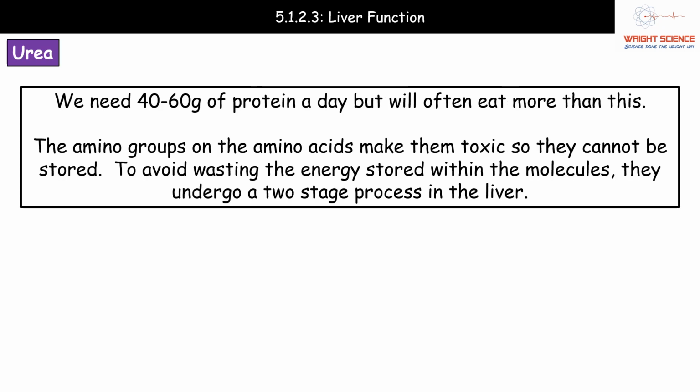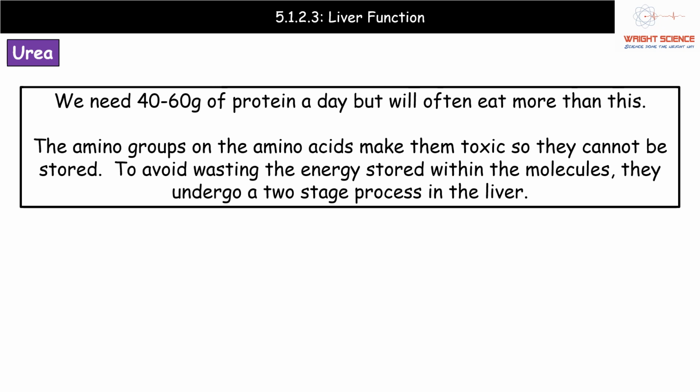The other key role of the liver that we're going to look at in more detail here, and again later on in our Module 5 work, is looking at how we actually produce urea. Now, in terms of our basic diet, we need between 40 and 60 grams of protein a day, but quite frequently the amount of protein that we consume actually exceeds this.